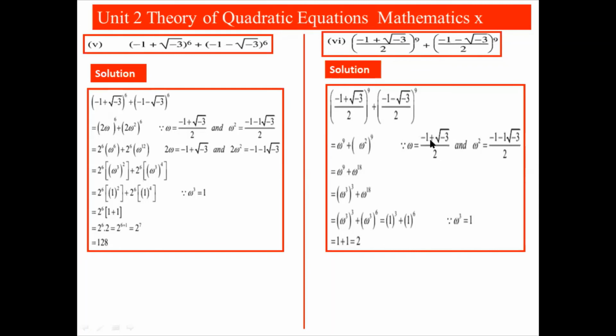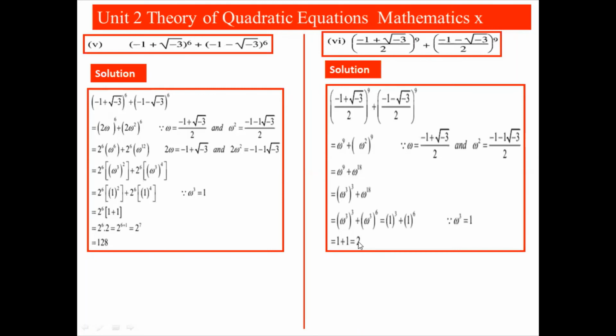As omega is equal to minus 1 plus square root of minus 3 divided by 2 and omega square is equal to this value, this is omega 9 and this is omega 18. Omega 9 can be written as omega cube raised to power 3 and omega 18 as omega cube raised to power 6. Omega cube is equal to 1, so we have 1 cube and 1 raised to power 6. 1 cube is equal to 1, 1 raised to power 6 is also equal to 1. So 1 plus 1 is equal to 2.